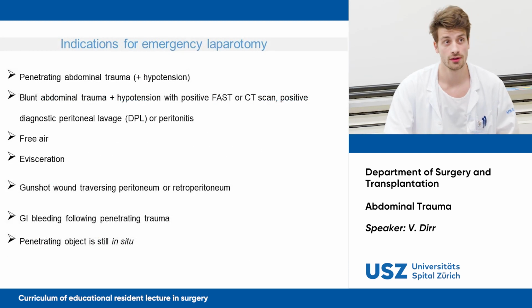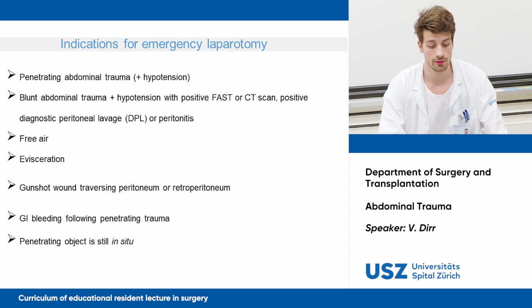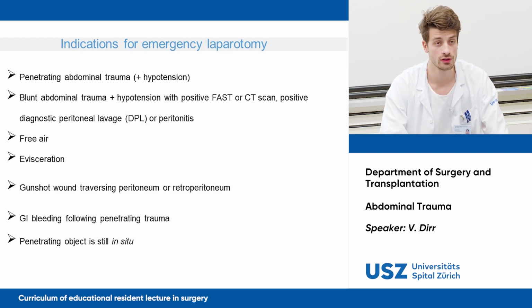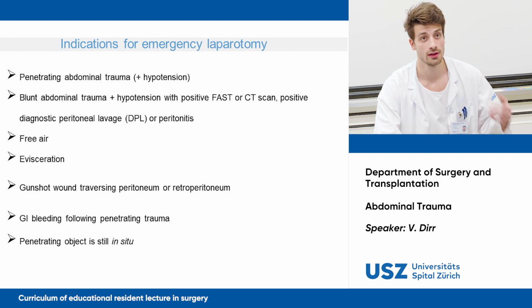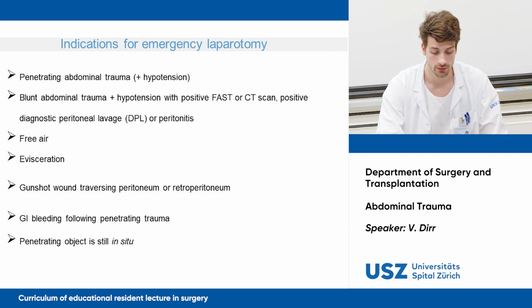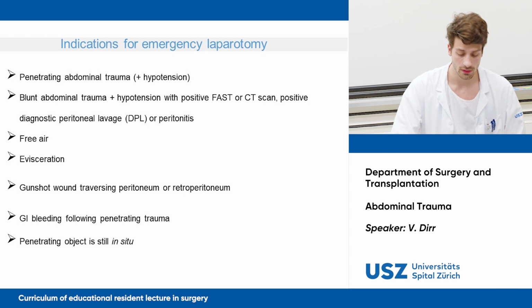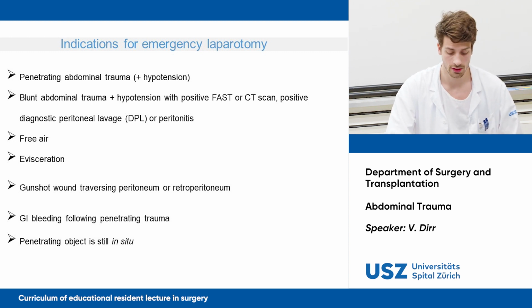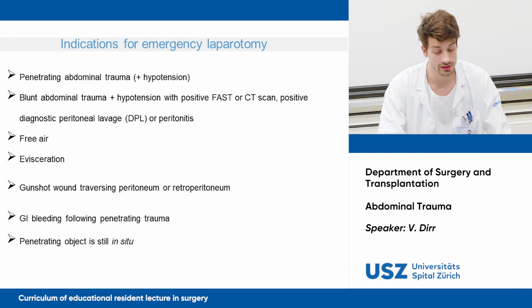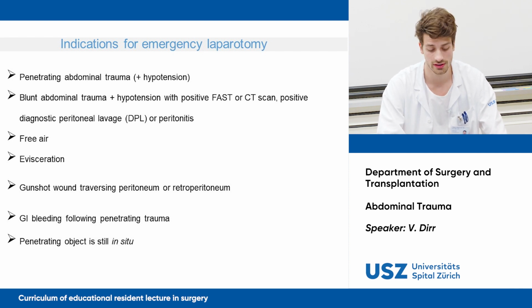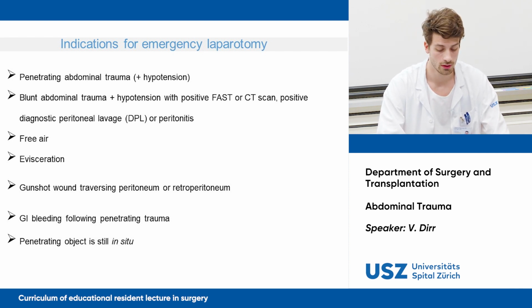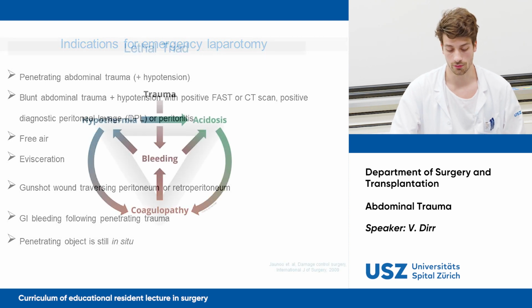That's correct. These are three of the indications, and it's really important to have a penetrating abdominal trauma treated by surgery in most of the cases, especially if it penetrates into the abdominal cavity. There's a blunt abdominal trauma with signs of hypotension or an active bleeding diagnosed by FAST, a CT scan, or a DPL. Free air, of course, evisceration, a gunshot wound transversing the peritoneum or retroperitoneal structures, gastrointestinal bleeding, or a penetrating object still in situ.